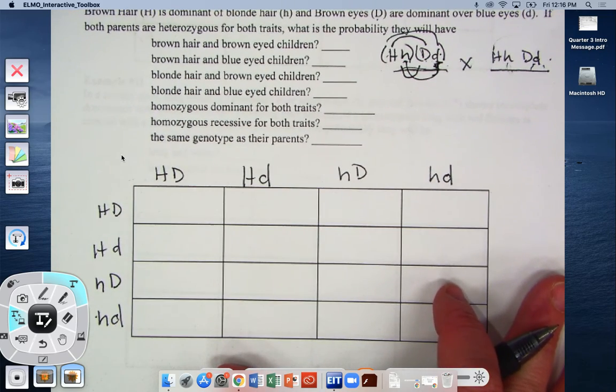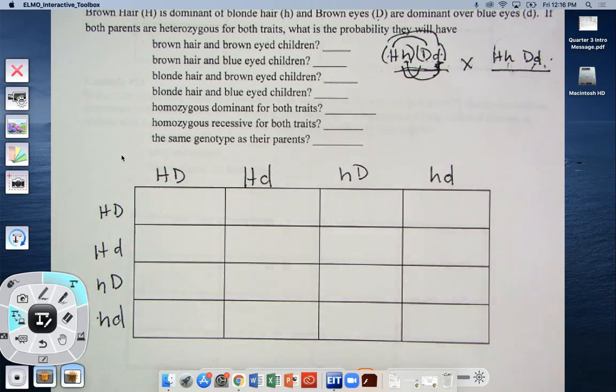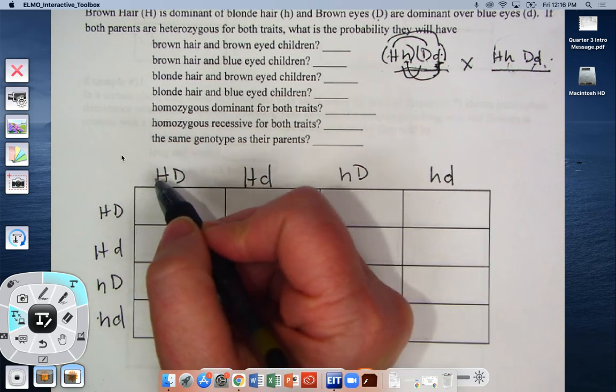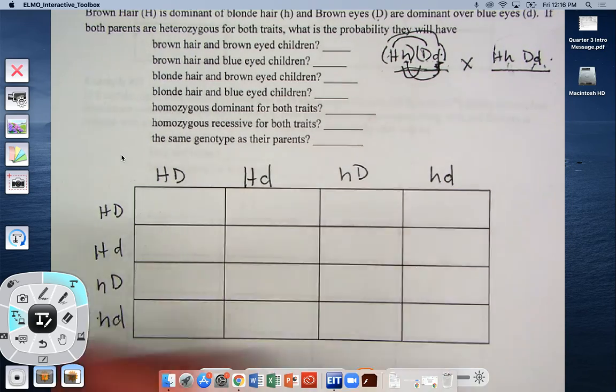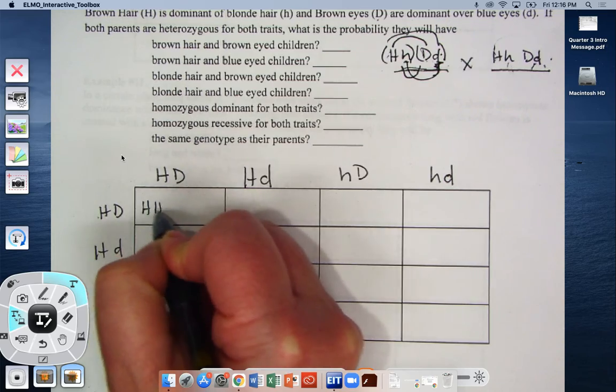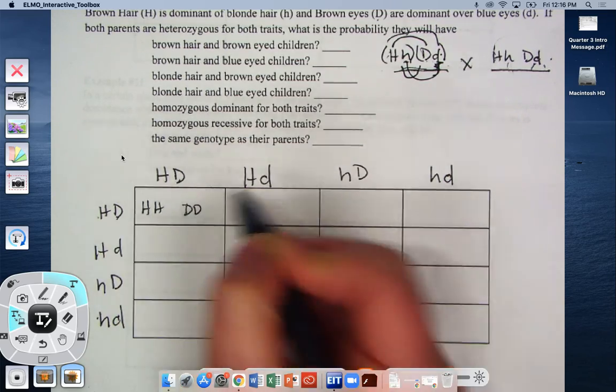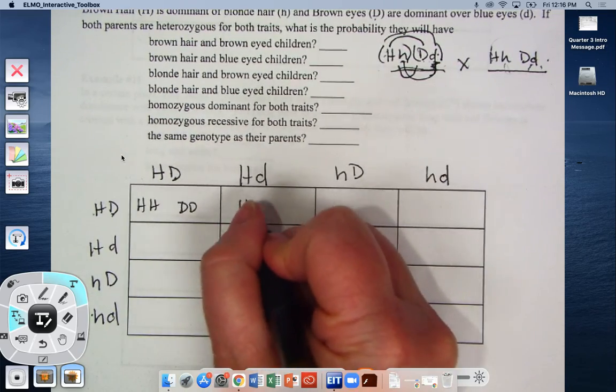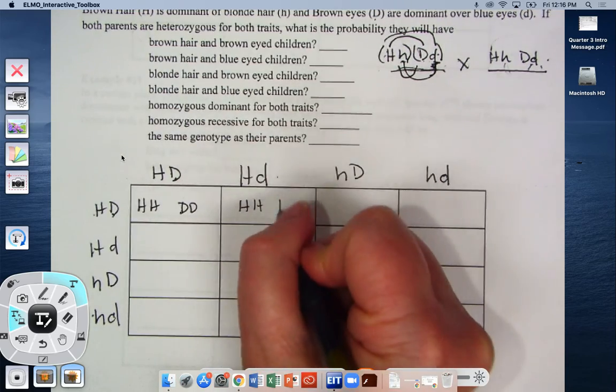Little bit more complicated, right? Now it takes a while to fill out this Punnett square. And you're going to want to put the H's and the D's together because, again, that's how you would understand the problem. So H's together, D's together.